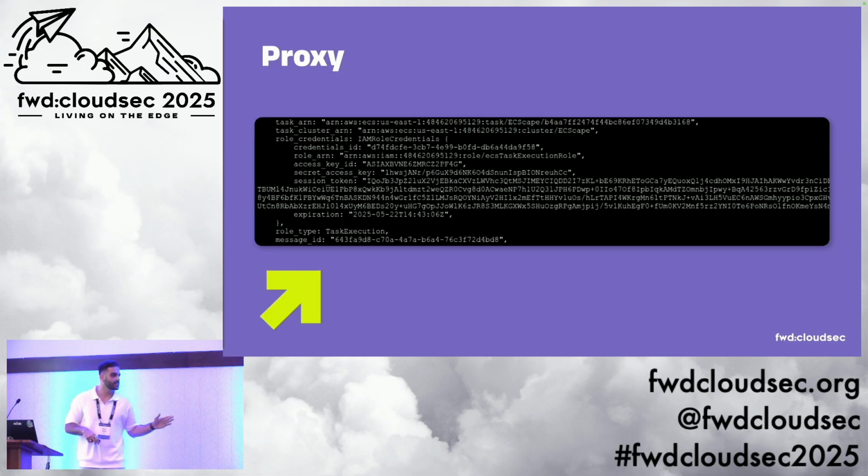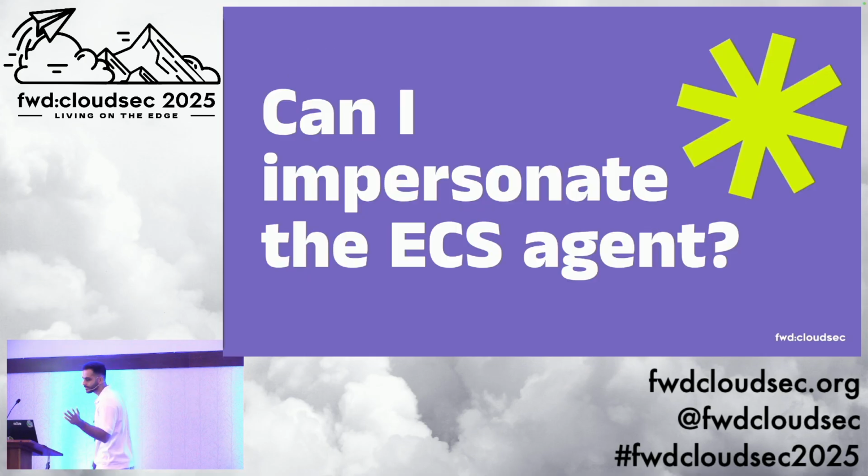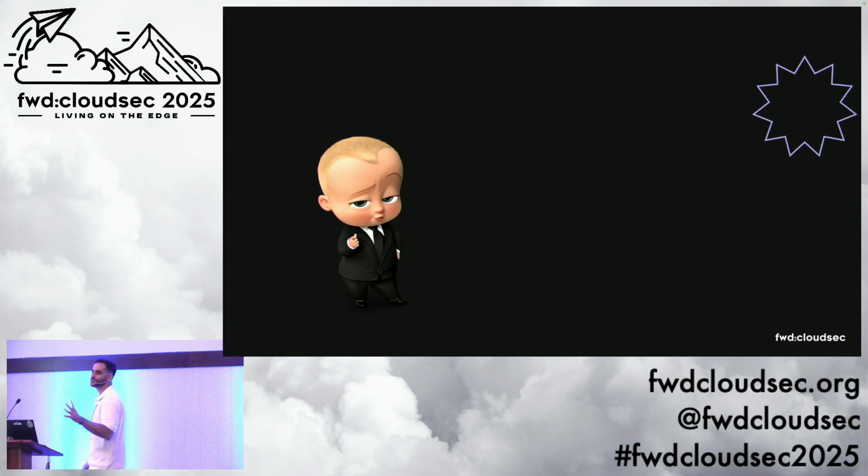Here's a real message that I captured from the WebSocket, showing real role credentials over the WebSocket itself. So I had a thought, can I impersonate the ECS agent? If I'm able to trick the Amazon control plane into thinking that I'm the agent, can I get those tokens too?